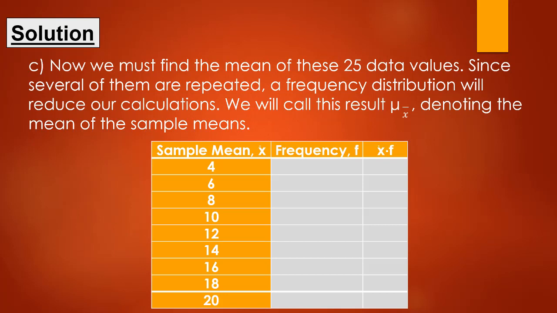So the sample mean of 4 came up just one time. 6 happened twice, 8 happened 3 times, 10 happened 4 times, and 12 happened 5 times. 14 only happened 4 times, 16 happened 3 times, 18 happened 2 times, and 20 happened just once.